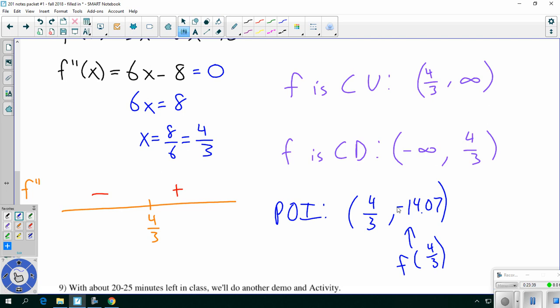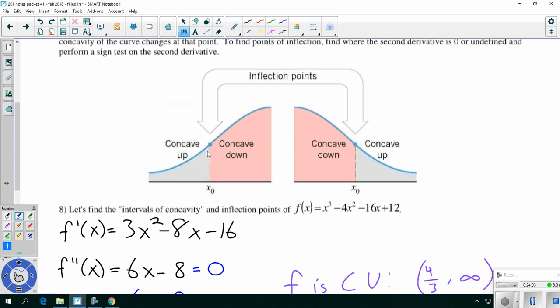It's a place where the concavity changes. I will highlight that you only have a point of inflection if the concavity changes. This 4/3 coming out right here is not automatically a point of inflection. It only was a point of inflection because of this sign change. If they had both been positive, then 4/3 would not be a point of inflection because the function would have been concave up from a positive here and then concave up from a positive here. And a point of inflection is a place where the concavity changes from concave up to down or from concave down to up.